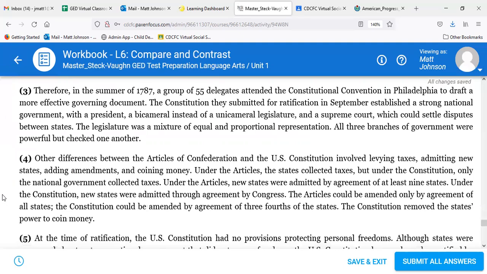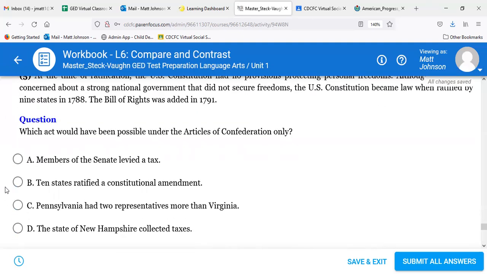Yeah, I think we got 2 more here. So which act would have been possible under the Articles of Confederation only? A, members of the Senate levied a tax. B, 10 states ratified a constitutional amendment. C, Pennsylvania had 2 representatives more than Virginia. Or D, the state of New Hampshire could collect taxes.